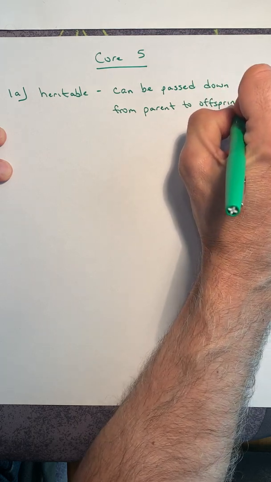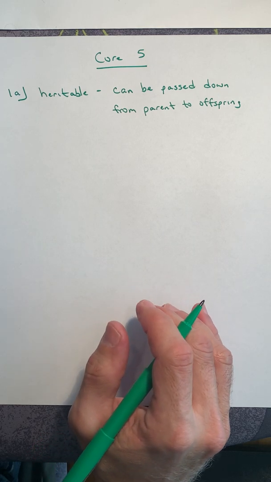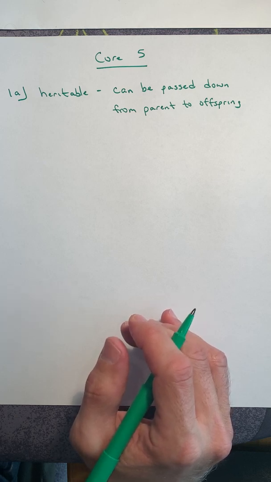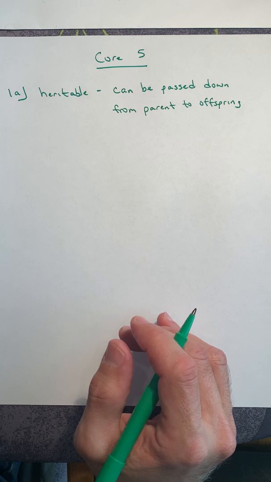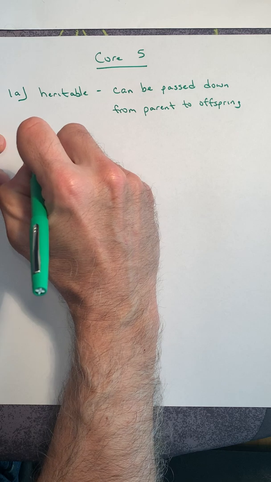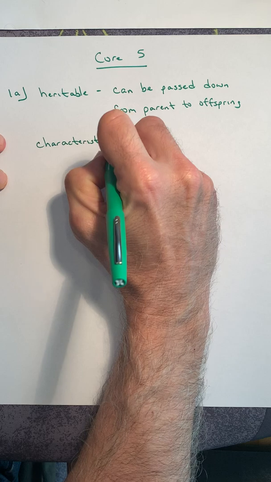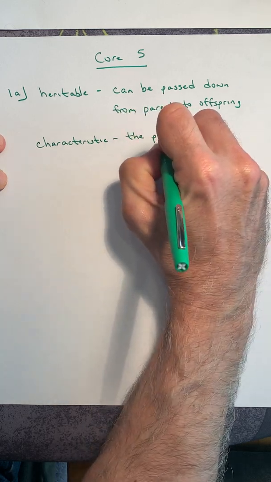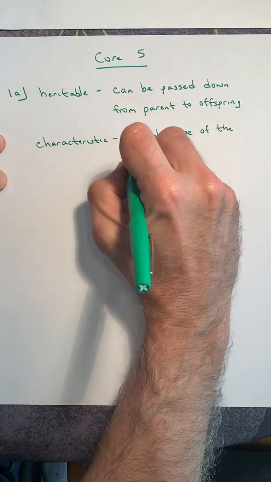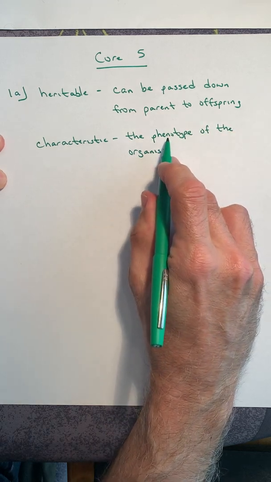See, I might have the most wonderful characteristics, but if I cannot pass that on to my offspring, then it's not useful in a biological context. So in order to pass on helpful, beneficial alleles, they have to be heritable. And then when we talk about a characteristic, this is the phenotype of the organism. What do you see physically? What do you see on the outside of the organism?